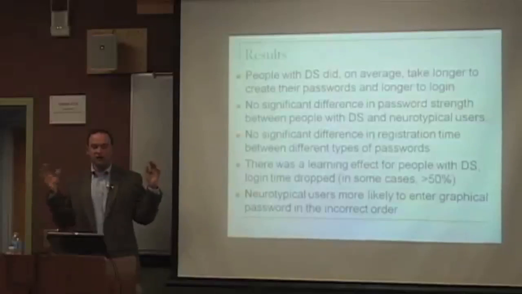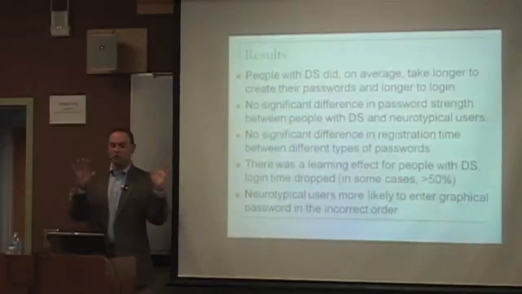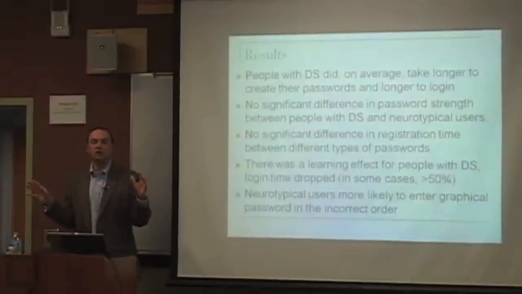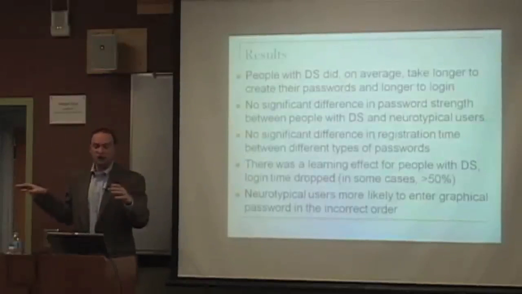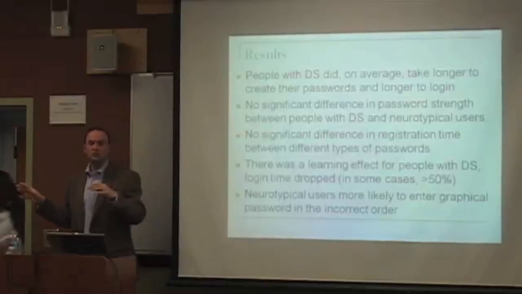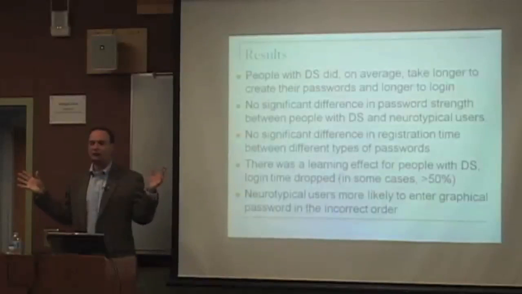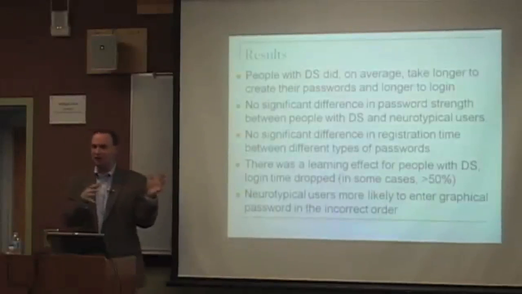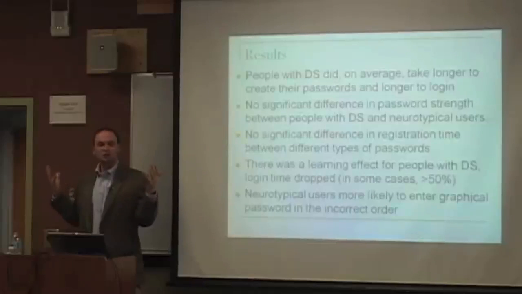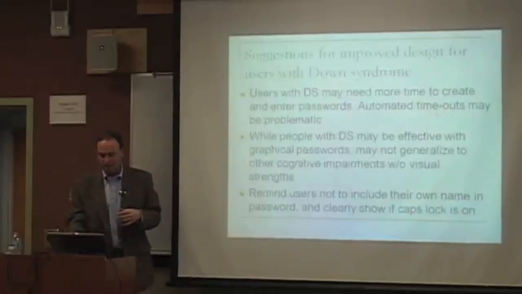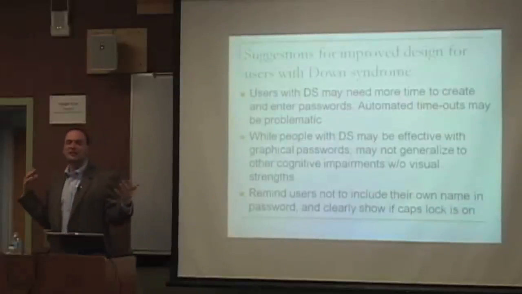And we found that neurotypical users are more likely to enter graphical passwords in the incorrect order. People with Down syndrome were more effective at entering graphical passwords than neurotypical users, right? And again, they're better at visual CAPTCHAs. You can almost see a pattern developing about how their visual strengths really help them. It's really fascinating. So you might say, well, how does this lead to improved design?